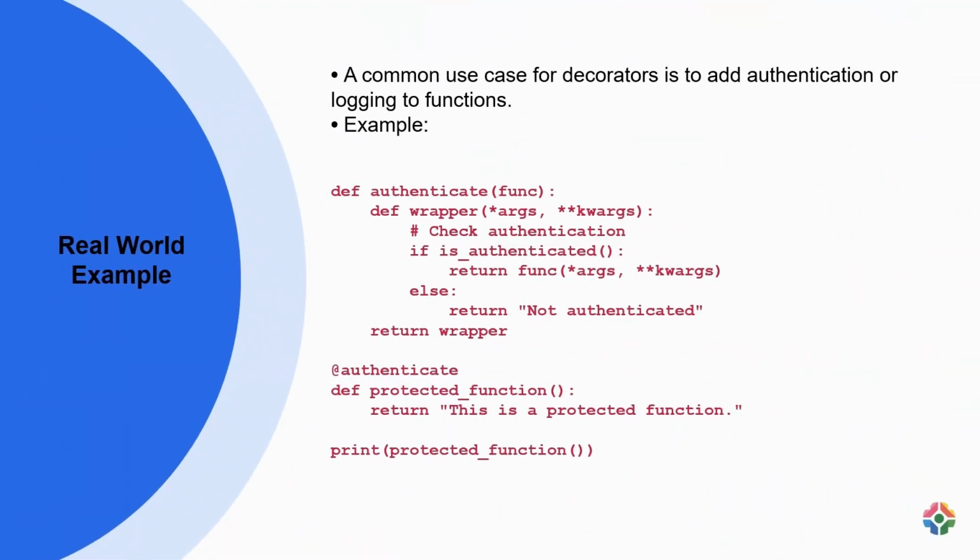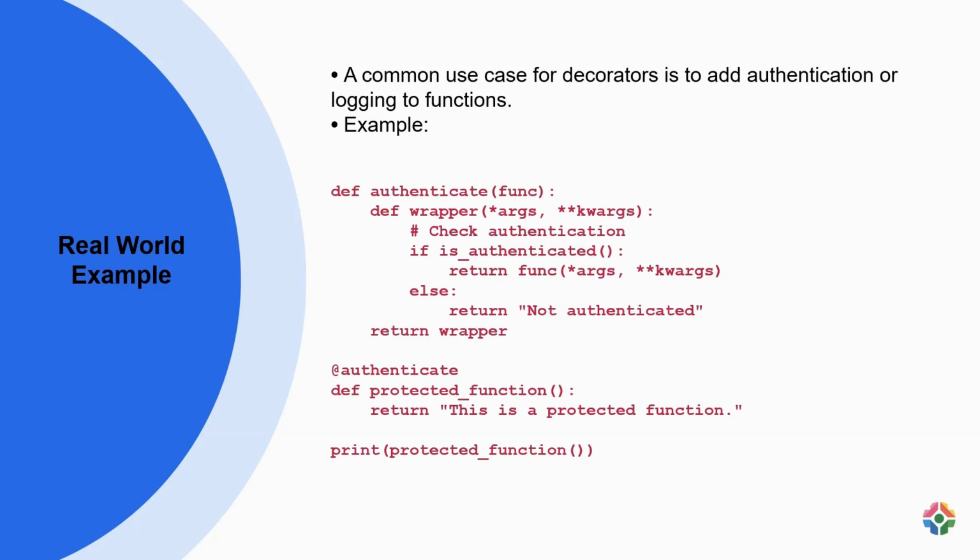Decorators are functions in Python that modify the behavior of other functions. When a function is decorated, it is wrapped inside the decorator function, enabling additional functionality to be executed before or after the original function. In the provided example, the authenticate decorator is used to ensure that only authenticated users can access the protected function. The authenticate decorator checks if the user is authenticated before allowing access to the protected function.